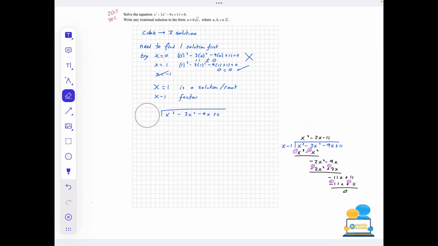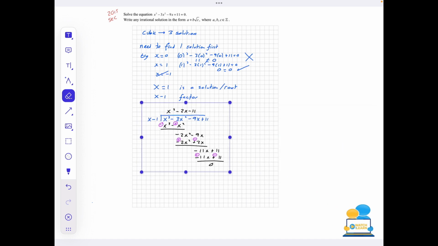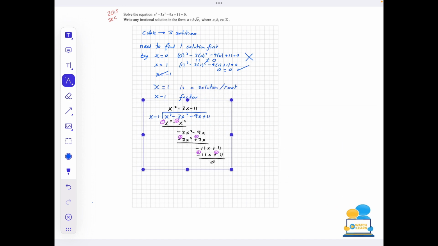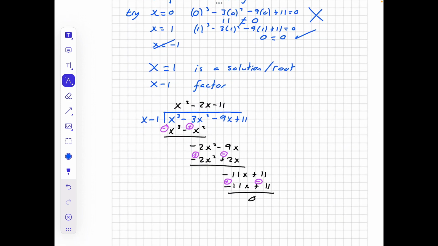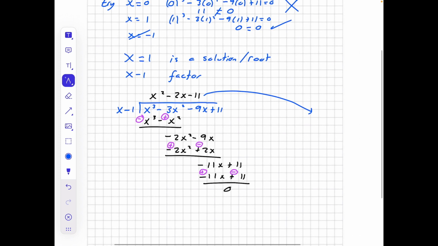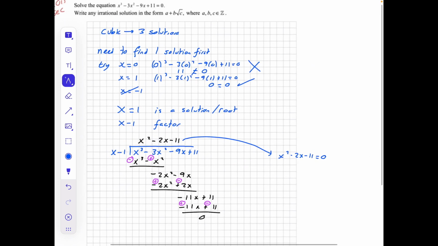Now I actually have this long division done out, just we've done quite a few examples. Here's the solution to the long division. Just make sure you're able to get that answer and just do a bit of practice at it if you're stuck. But I do my long division, I get out 0 as a remainder. That is not a surprise because we know x minus 1 is a factor because x equal to 1 is a root. Now, why did I have to do that long division? I did that long division to get out this quadratic at the top. So x squared minus 2x minus 11 is equal to 0.